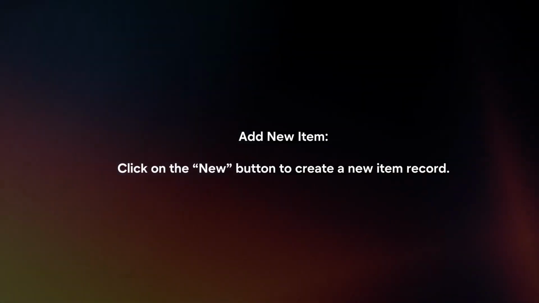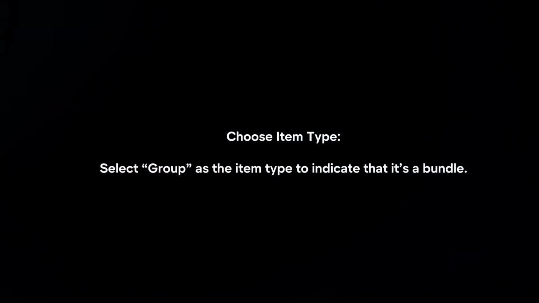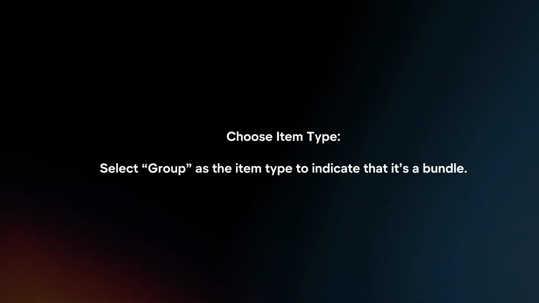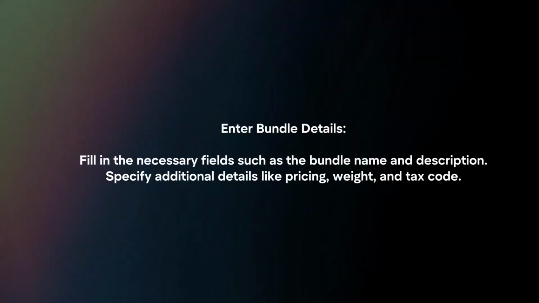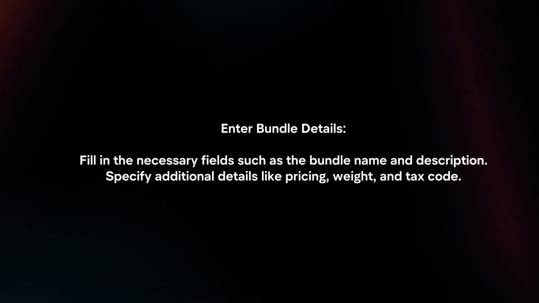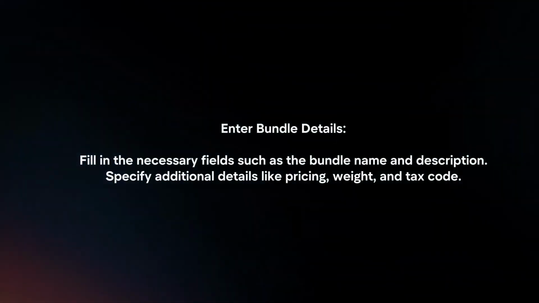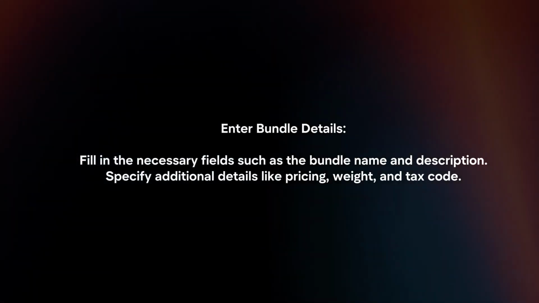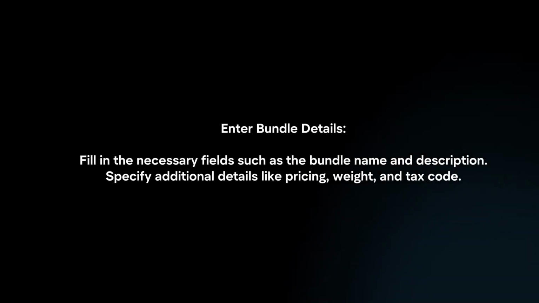Add New Item. Click on the New button to create a new item record. Choose Item Type. Select Group as the item type to indicate that it's a bundle. Enter bundle details. Fill in the necessary fields such as the bundle name and description. Specify additional details like pricing, weight, and tax code.